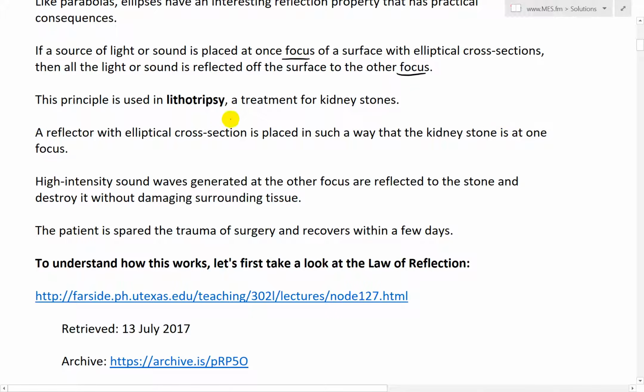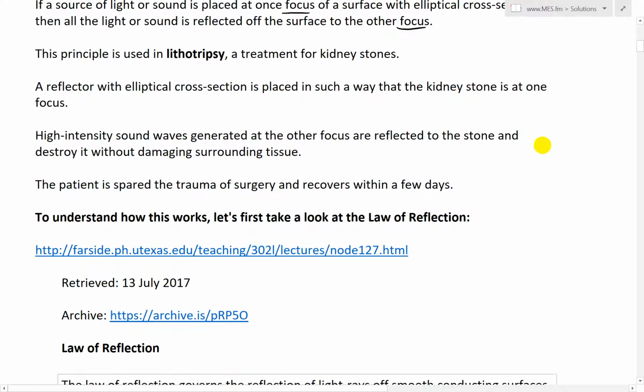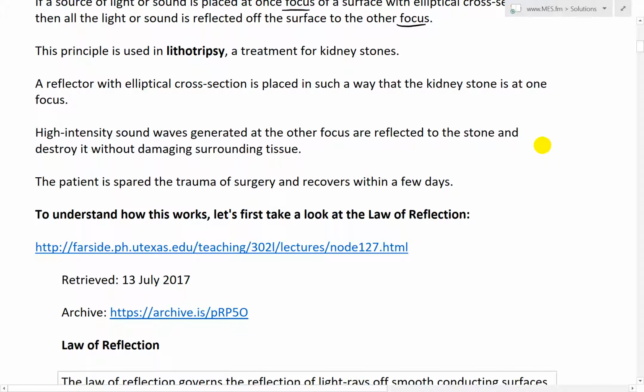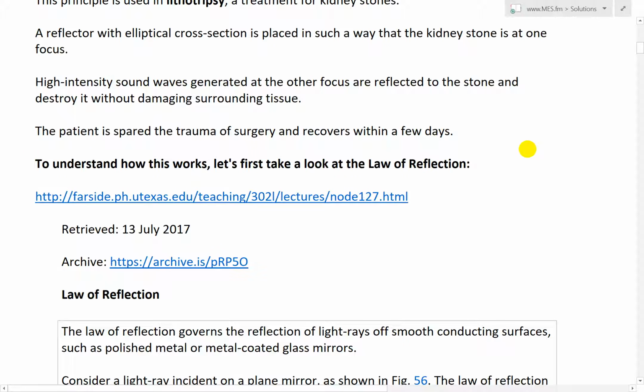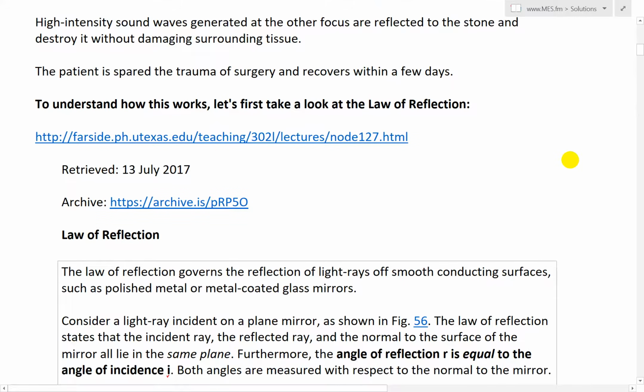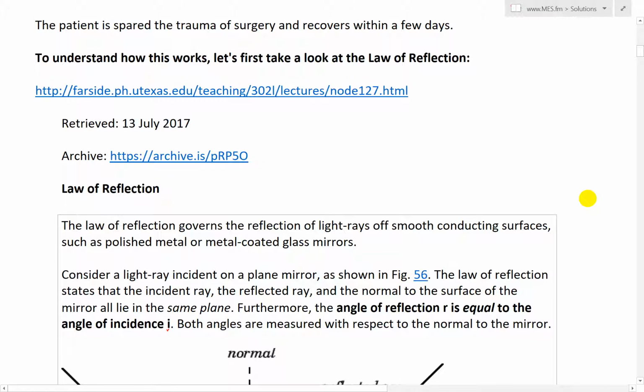This principle is used in lithotripsy, a treatment for kidney stones. I'll go over this in more detail in a bit. A reflector with elliptical cross section is placed in such a way that the kidney stone is at one focus. High intensity sound waves generated at the other focus are reflected to the stone and destroy it without damaging surrounding tissue. The patient is spared the trauma of surgery and recovers within a few days. Again, I'll get to that in a bit. But first, to understand how this works, let's first take a look at the law of reflection.